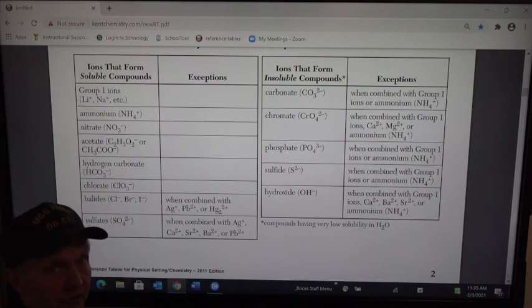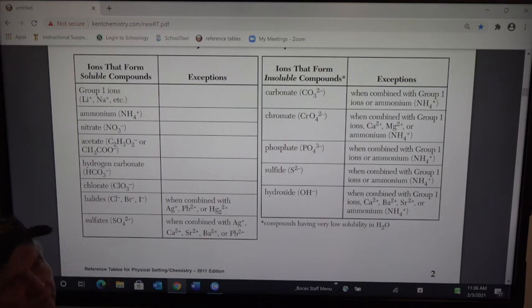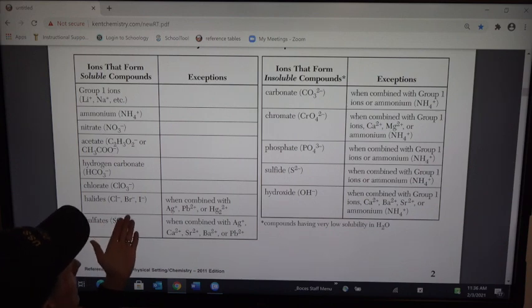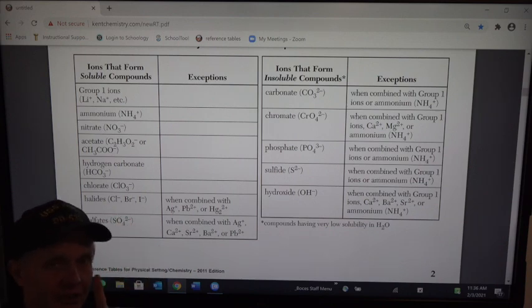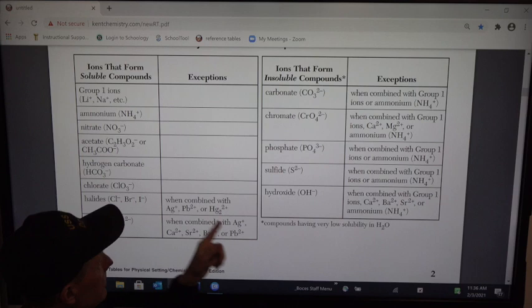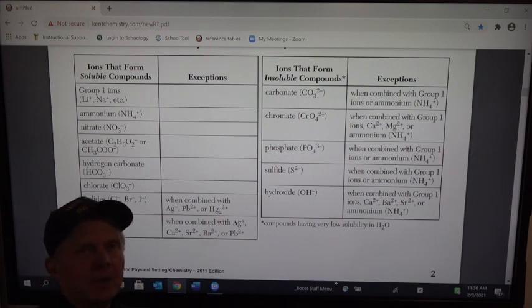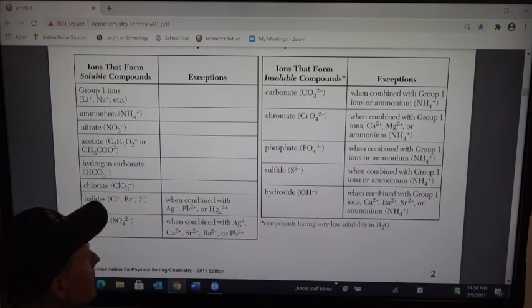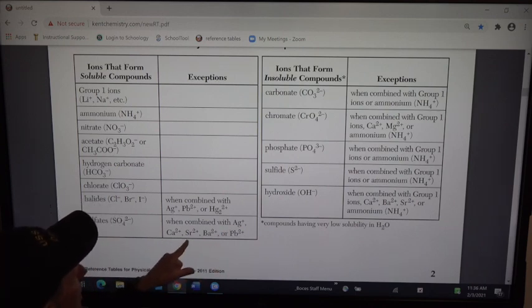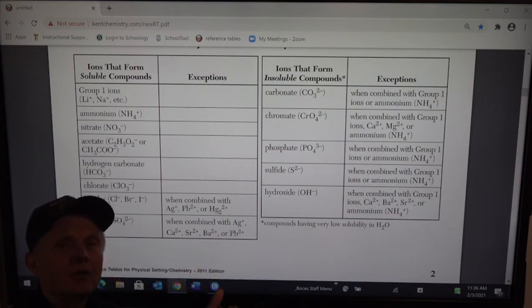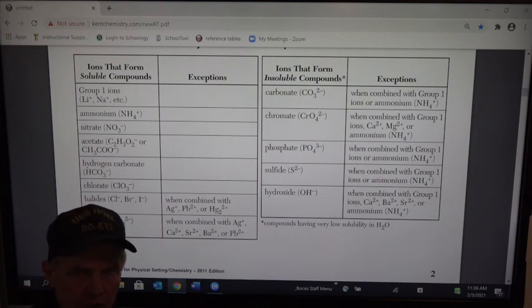Now, these are very interesting down here. Any of the group 17 elements, any of the halides, fluorine, chlorine, bromine, iodine, will be always soluble except if they're hooked to silver, lead, or mercury. If they're hooked to silver, lead, or mercury, they are going to be insoluble and they will precipitate out of the solution. Sulfates will always be soluble except if they're hooked to silver, calcium, strontium, barium, or lead. If they're hooked to any of those ions, they will also precipitate out of a solution.